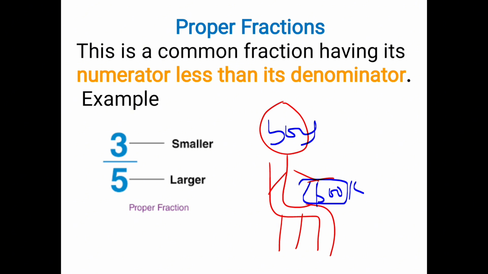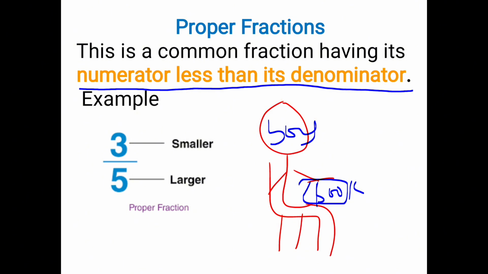This is just a similitude of what proper fraction is. It is just a fraction that has its numerator less than its denominator. That is, the number below is bigger than the number above. You have a bigger number carrying a smaller number. Do you understand? Very good. For instance, we have 3/5. The 5 here is a bigger number and it is carrying the 3, which is a smaller number. So as such, this is a proper fraction. Do you understand? Very good.